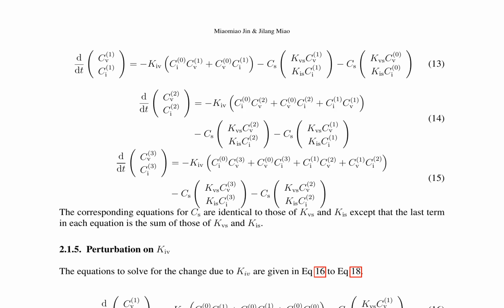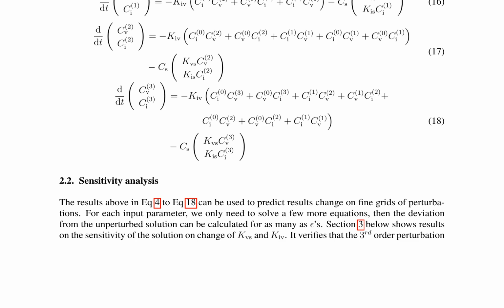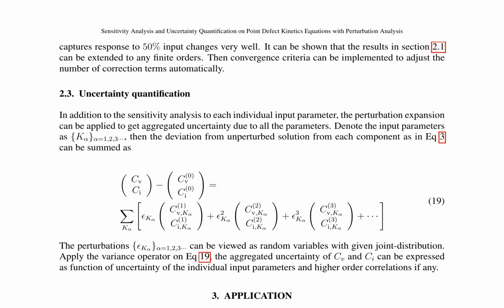The authors conduct sensitivity analysis and uncertainty quantification on the point defect kinetics equations using perturbation analysis, investigating the effects of perturbations on 4 input parameters. The derived equations show how the change in concentration is expressed as a function of the perturbation in each parameter. This approach enables the prediction of the change in results on fine grids of perturbations, demonstrating the effectiveness in Section 3 of the paper.